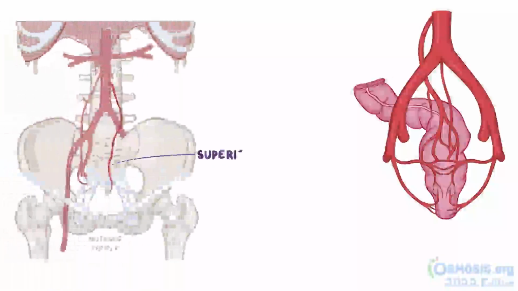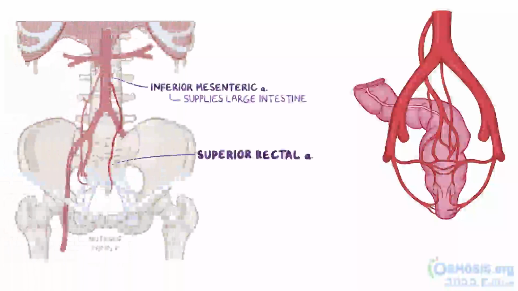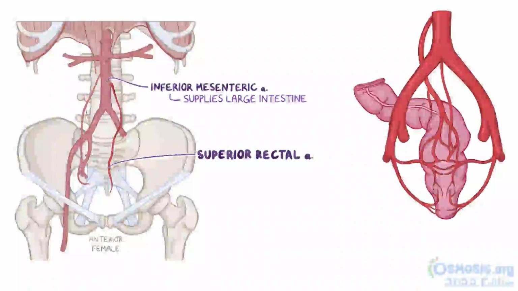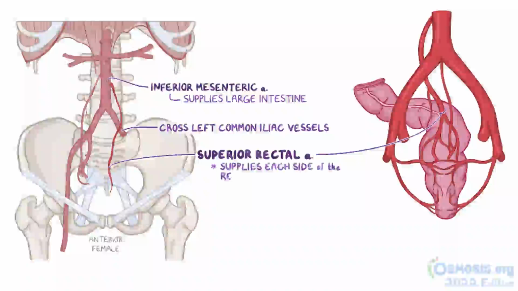Finally, there's the superior rectal artery, which is the direct continuation of the inferior mesenteric artery, a branch of the abdominal aorta which supplies the large intestine. Now, the superior rectal artery descends inferiorly to cross the left common iliac vessels. Then, it runs on the sigmoid colon to enter the lesser pelvis to supply each side of the rectum as far down as the internal anal sphincter.